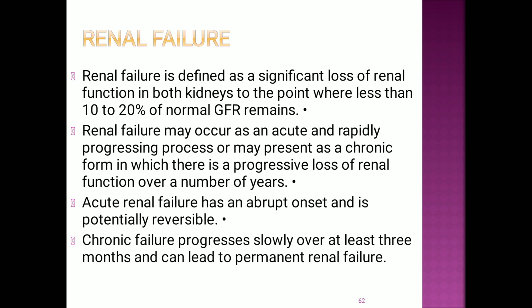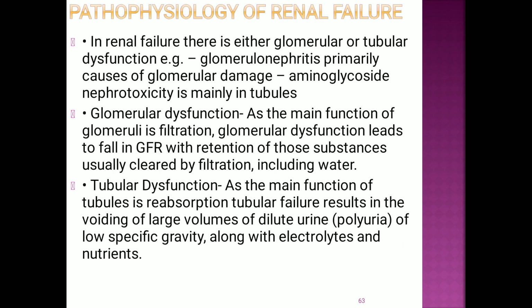Renal failure is defined as significant loss of renal function in both kidneys to the point where less than 10 to 20% of normal GFR remains. Renal failure may occur as an acute and rapidly progressive process or may present as a chronic form in which there is progressive loss of renal function over a number of years. Acute renal failure has an abrupt onset and is potentially reversible. Chronic failure progresses slowly over at least 3 months and can lead to permanent renal failure.